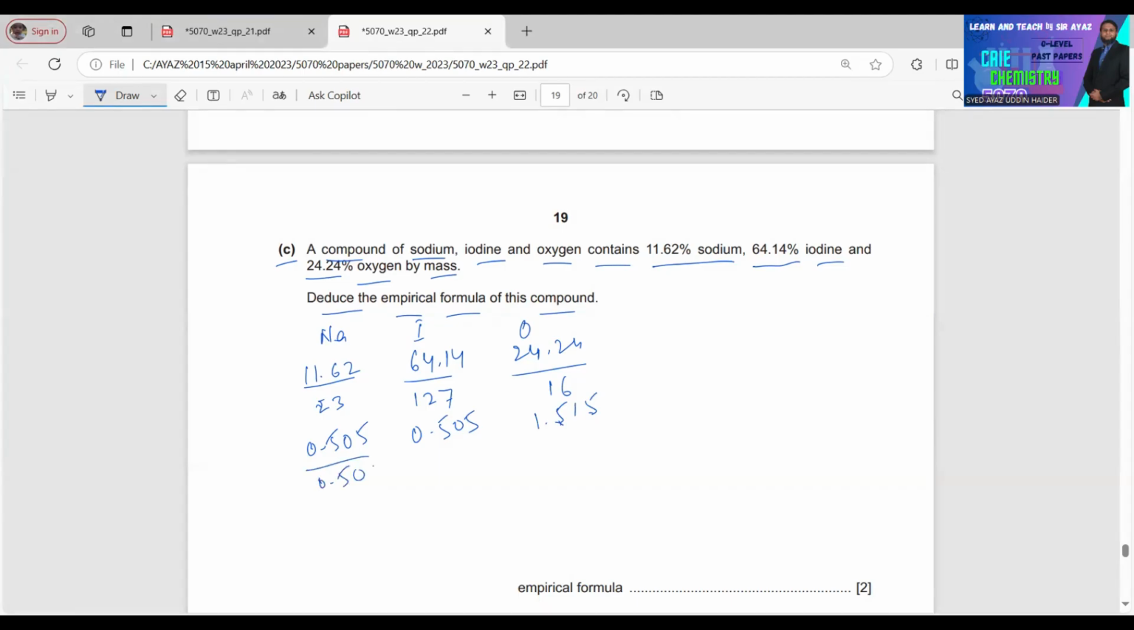So divide all these by 0.505. For sodium and iodine it must be 1. What about oxygen? 1.515 divided by 0.505 must be 3. So the final formula must be NaIO3.